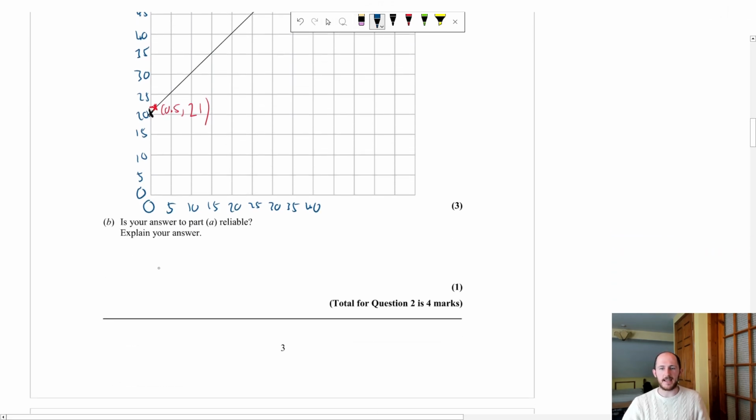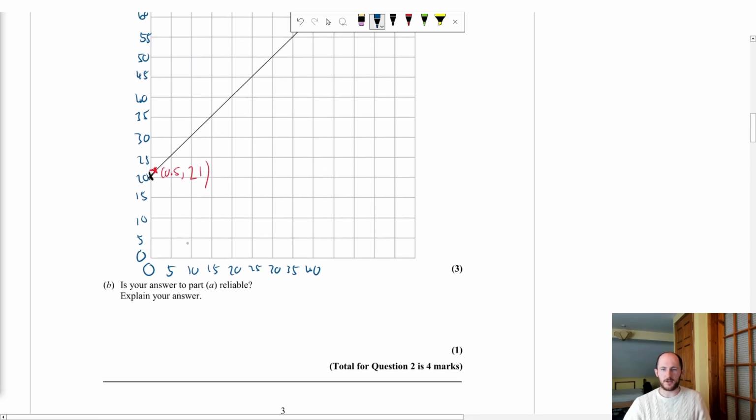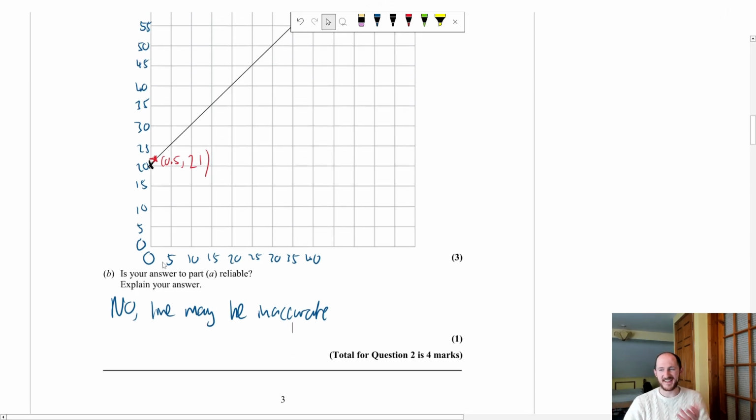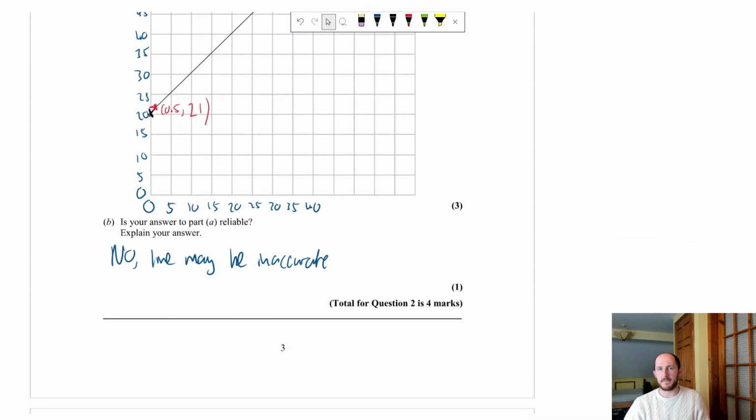Now for part B, it does say, is it reliable? Explain your answer. And I would argue that it's not that reliable because the line we drew may not be accurate. So no, the line may be inaccurate. Generally speaking, if you're going to draw something by hand, it's not going to be perfectly accurate because it's by hand, right? So it's not going to be perfect. As you can see here, when I read this off, I couldn't see clearly what it was. So someone could argue that, oh, I think it's 22 or 21.5 or 20.5. And we'd all be correct because you can't read it off perfectly. So that's what we need to think about for part B.